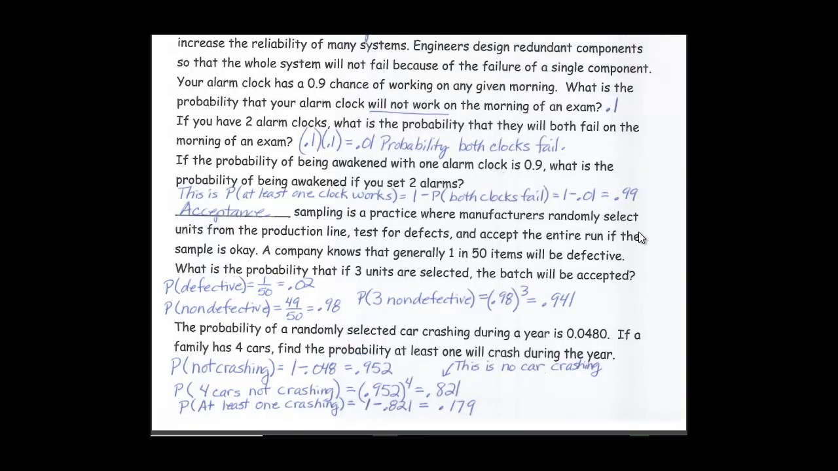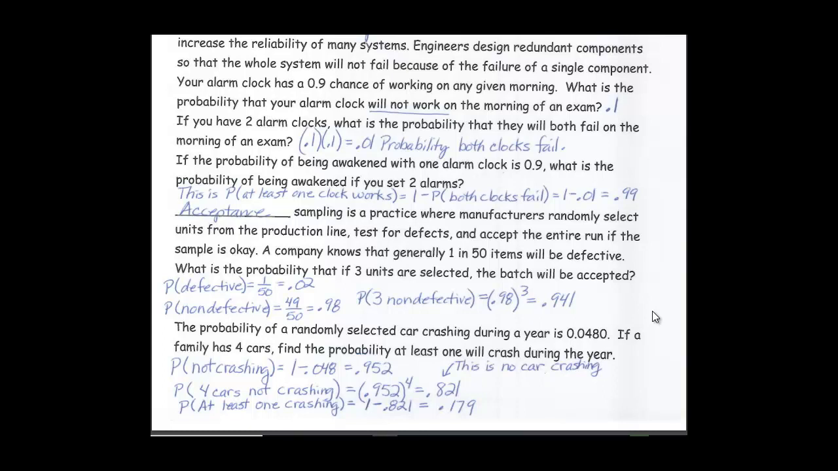Okay, acceptance sampling is a practice where manufacturers randomly select units from a production line. They test for defects and accept the entire run if the sample is okay. Companies do this when they're receiving product from their suppliers. They want to check that the batch or shipment coming in is good, and they can't check every single one of the items, so they select 2 or 3, or they have some policy for how they do that.